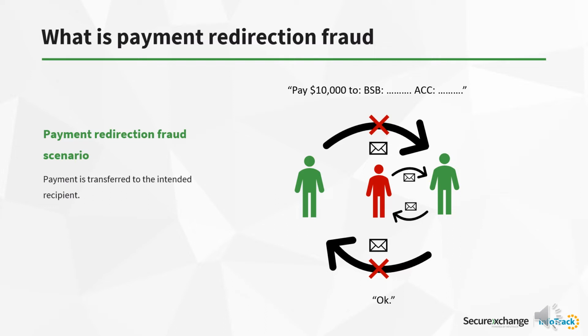This diagram shows how payment redirection fraud takes place. The criminal uses their access to the real estate professional's email to modify the payment instructions before they reach the client. The client then proceeds to carry out these modified instructions, which ultimately results in the payment being transferred to the criminal instead of the original intended recipient.